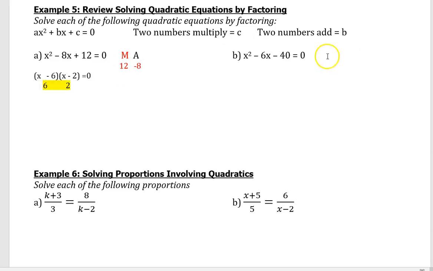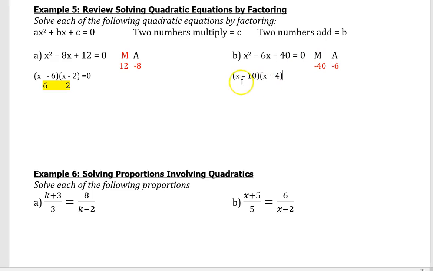Okay, let's see if we can do this for this question over here. I need two numbers that when I multiply them, we're going to get the number on the end, which is negative 40. And I need the same two numbers to add to get me the number in the middle, which is negative 6. Okay, so to do that, multiply to get negative 40, add to get negative 6, I'm going to use x minus 10, and I'm going to use x plus 4.